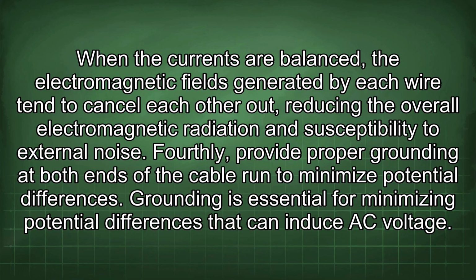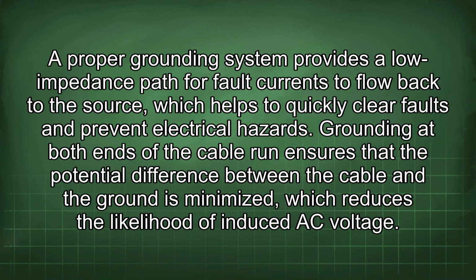Fourthly, provide proper grounding at both ends of the cable run to minimize potential differences. Grounding is essential for minimizing potential differences that can induce AC voltage. A proper grounding system provides a low impedance path for fault currents to flow back to the source, which helps to quickly clear faults and prevent electrical hazards.